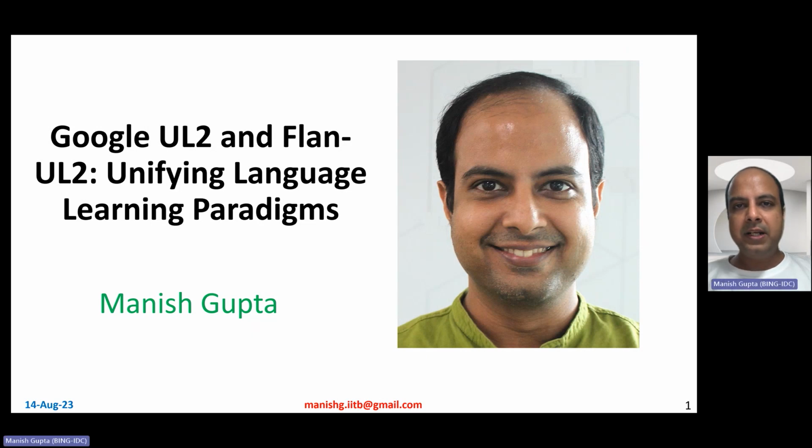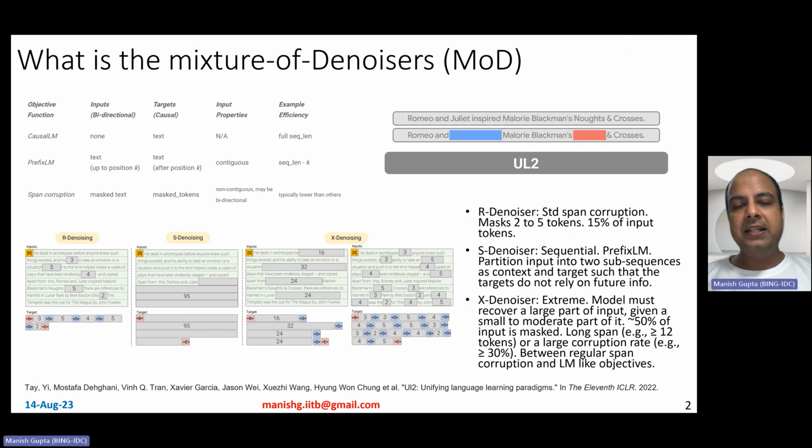Hi, my name is Manish Gupta, and in this video, I'm going to talk about these Google models, UL2 and Flan UL2, which are about unifying language learning paradigms. So let's get started. In fact, let's start with this notion of mixture of denoisers, right?